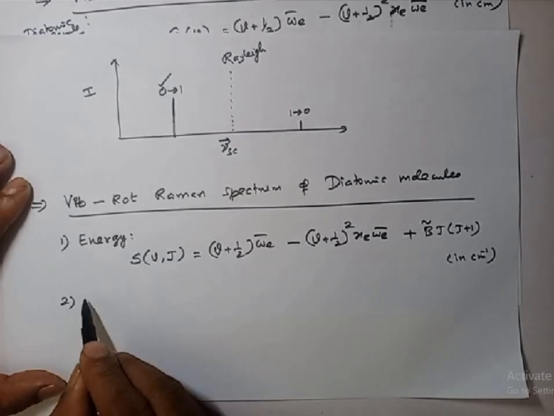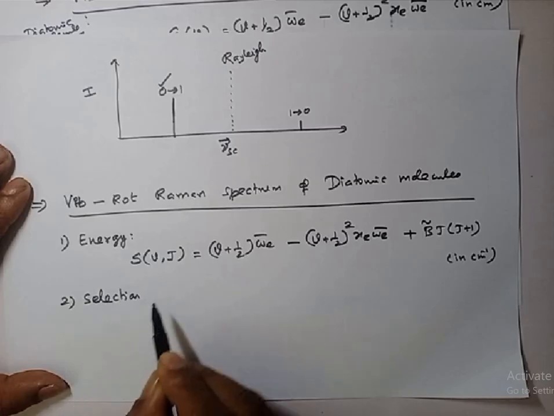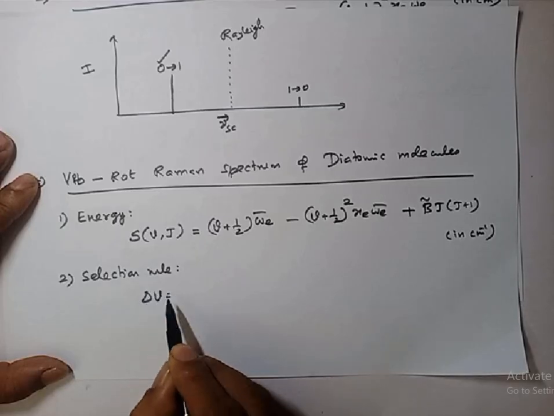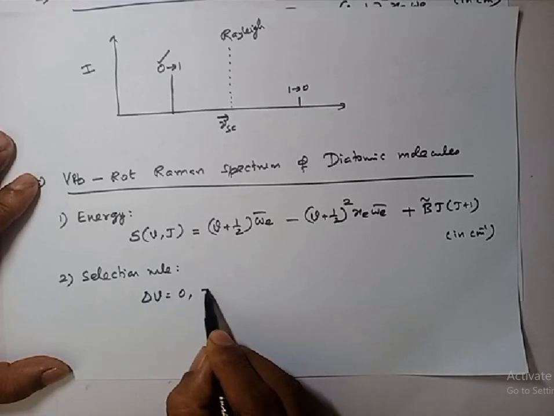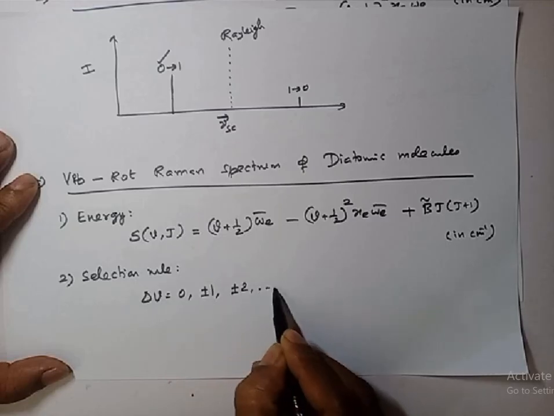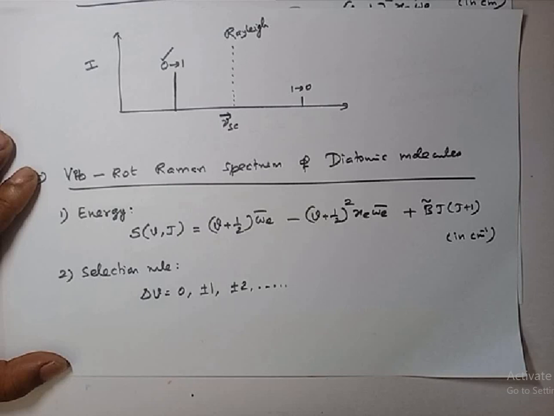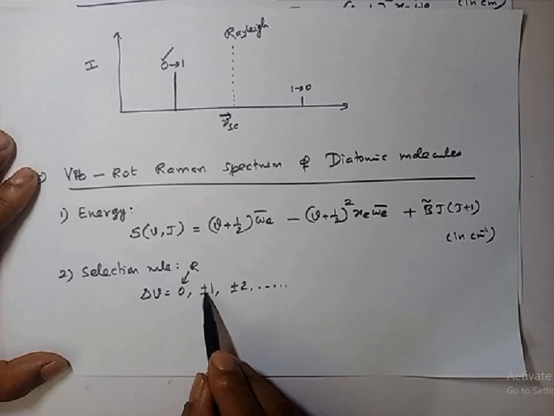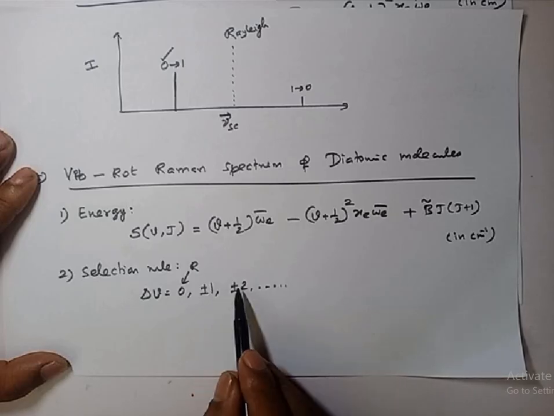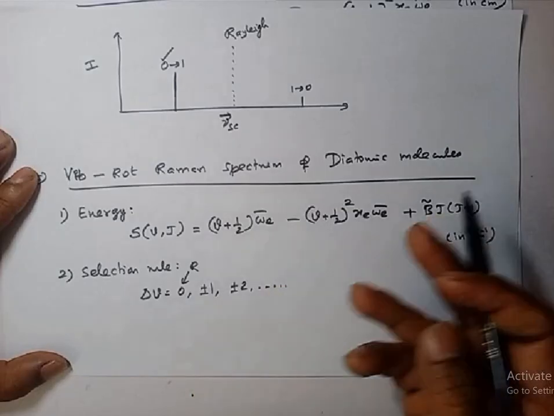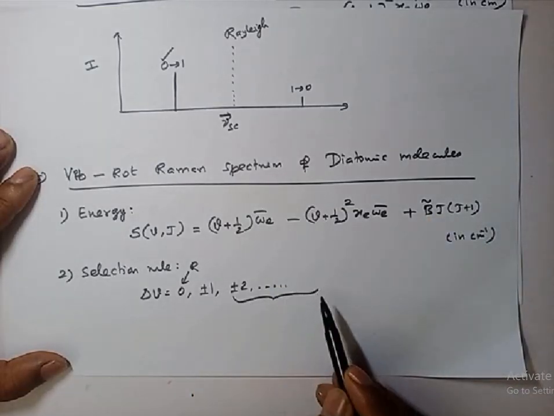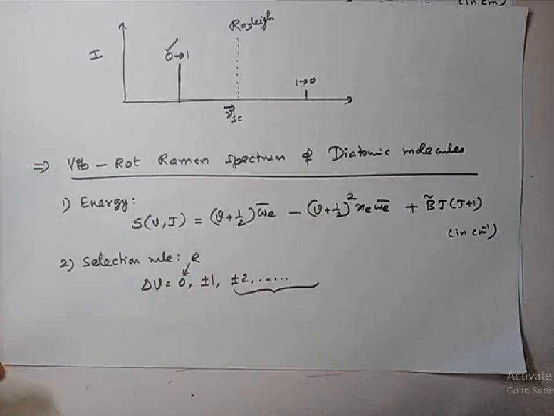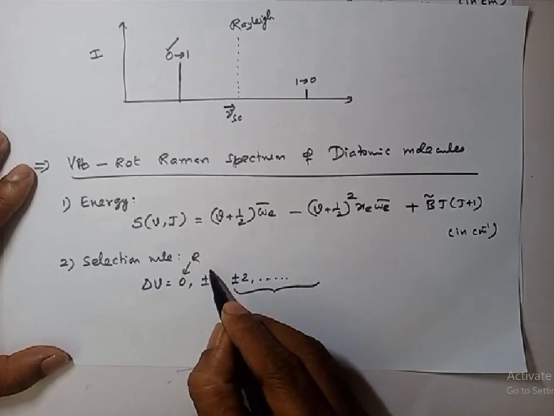Now, what is the second step? Selection rule. The selection rule is this: Δv, the change in vibrational quantum number, should be 0, ±1, ±2, etc. Observe carefully. Δv = 0 corresponds to Rayleigh. Δv = +1 is the fundamental vibrational transition, +2 is the first overtone, +3 is the second overtone. In Raman spectrum, overtone transitions appear with very poor intensity, so we do not normally consider them. We focus mainly on the fundamental transition.